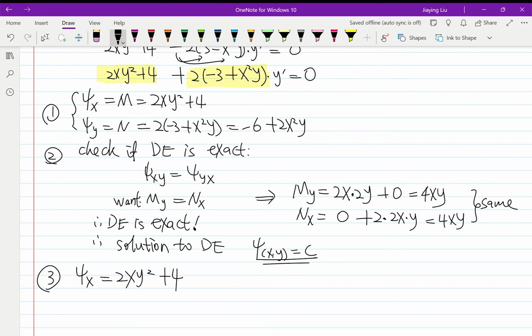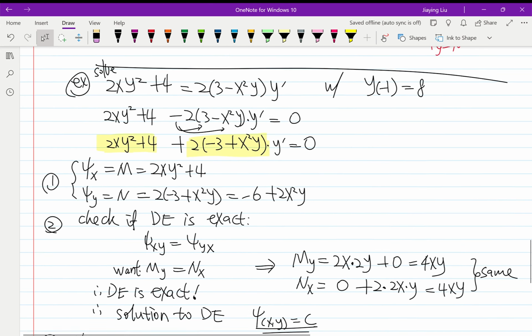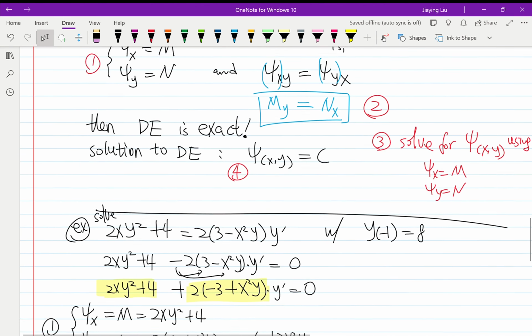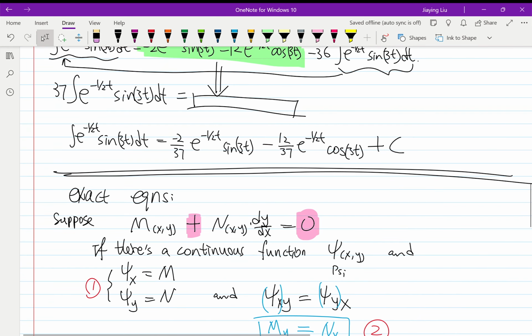We can integrate. Yep. When you start, how do you know which one is M and which one is N? Excellent point. So the way I remember it is that the N is the one that has the derivative multiplied with it. N is the one that you multiply the derivative with. So you have to make sure it's 0 on this side and addition between those 2 terms.